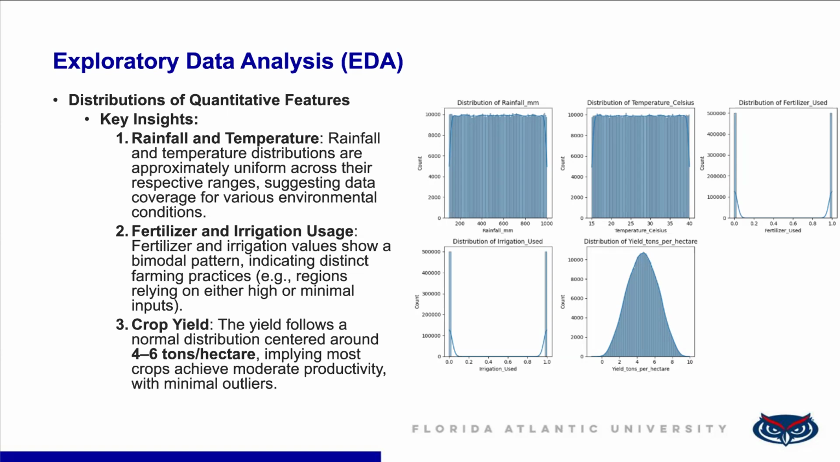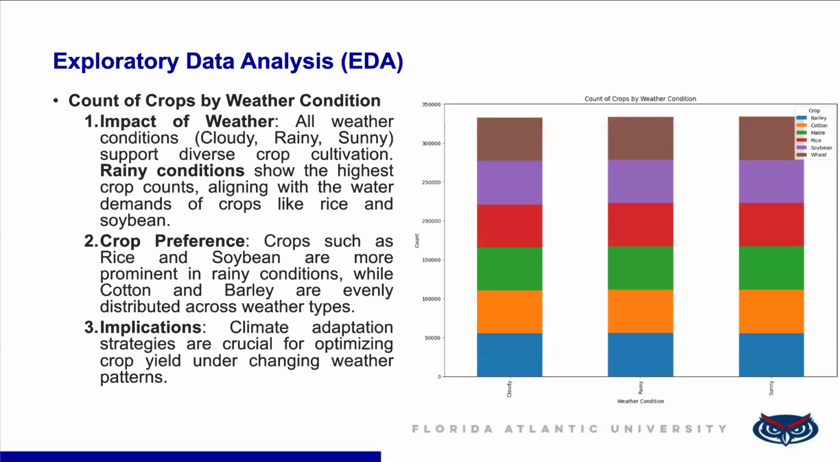Now let's move on to the exploratory data analysis part, where we first analyze the distribution of different quantitative features. The rainfall and temperature distribution shows uniform across their respective ranges, suggesting data coverage for various environmental conditions. Fertilizer and irrigation values show a bimodal pattern, which indicates distinct farming practices. Crop yield, which is our dependent variable, follows a normal distribution, mostly centered around 4 to 6 tons per hectare, which suggests that most crops achieve moderate productivity with minimal outliers.